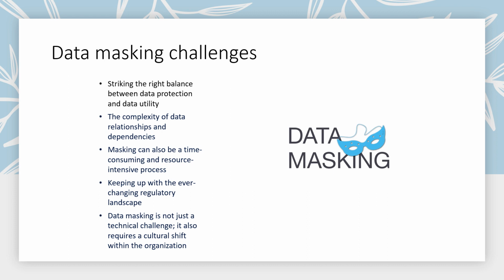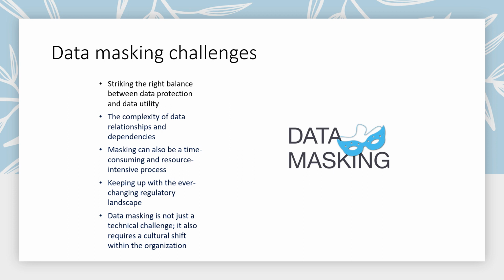One of the primary challenges is striking the right balance between data protection and data utility. The whole point of masking data is to obscure sensitive information. But if you mask it too heavily, you risk rendering that data useless for its intended purpose. It's like trying to walk a tightrope. Lean too far in either direction, and you'll lose your balance. Organizations must carefully consider the level of masking required for each data element, ensuring that the masked data remains meaningful and usable for testing, analytics, or other applications.